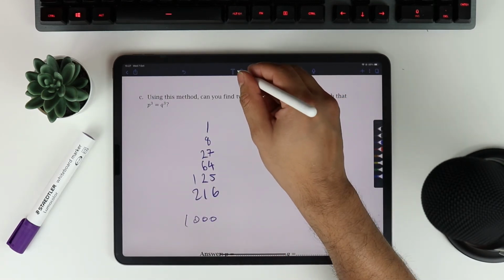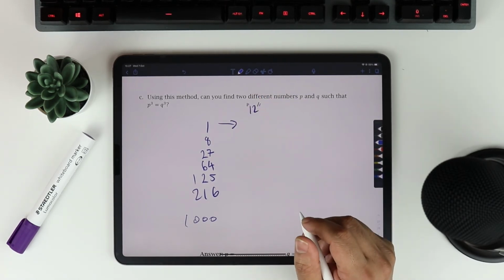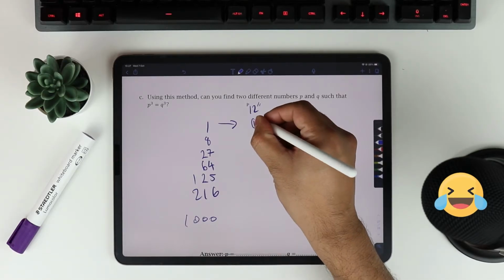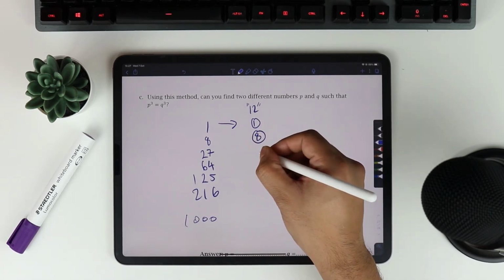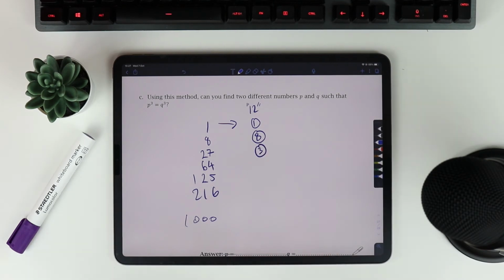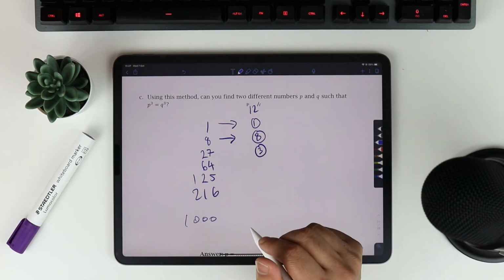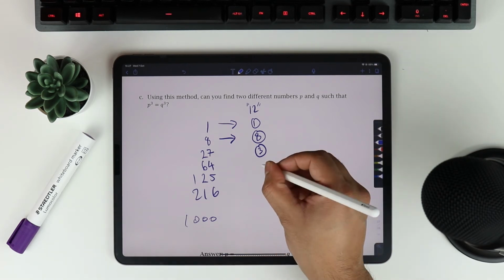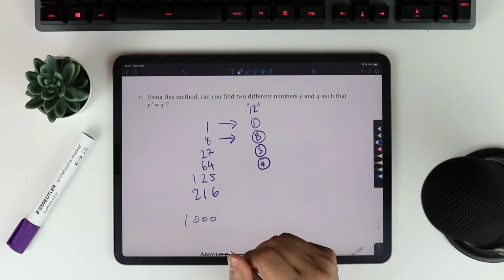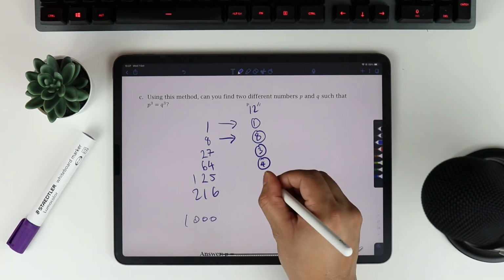Now we know that if we think about the 12 hours in the clock, that means this will still be 1. This will still be 8. That's still going to be 1. That's still going to be 8. 27 is going to be 3, right? It's going to be 3 at the end. And then you've got 64. Well, 12 times 4 is 48, and then you've got 60, and then that's going to have 4 at the end. 125, 12 times 8, 120, and then you've got 5 at the end.